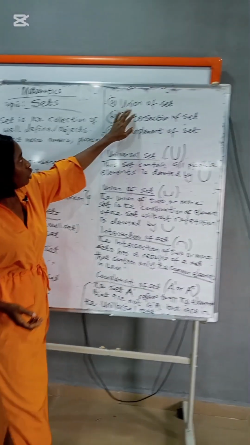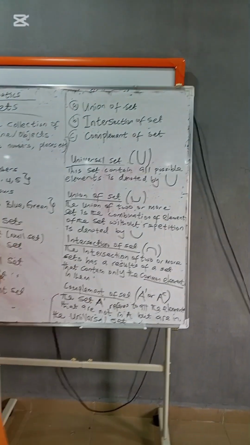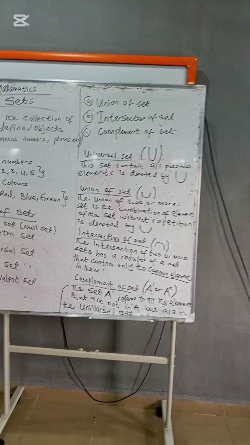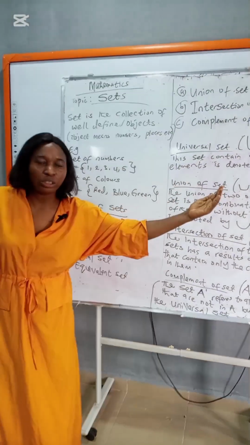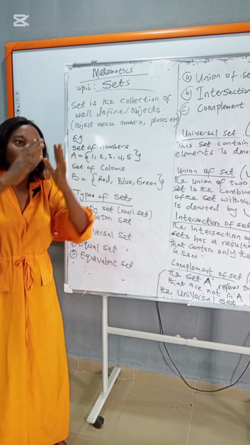Then we'll come to what? Union of sets. When we say union of sets, it means when you combine a particular set with another set, you combine them together.